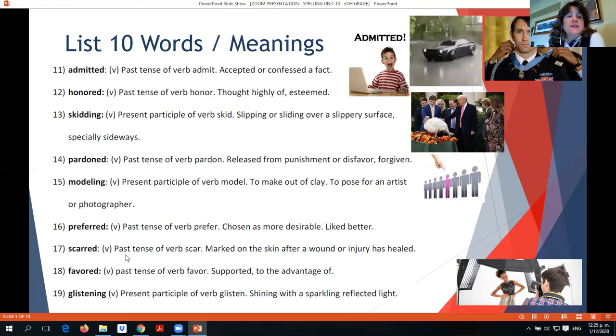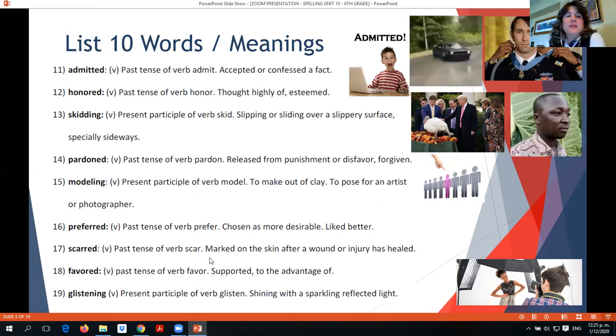Scarred is the past tense of the verb scar, and it means marked on the skin. For example, if you see this man, his right cheek is scarred because it has a lot of scars.